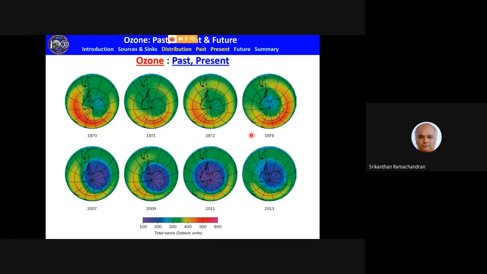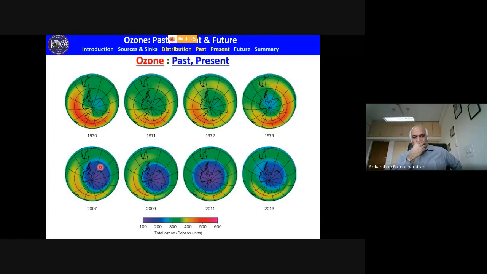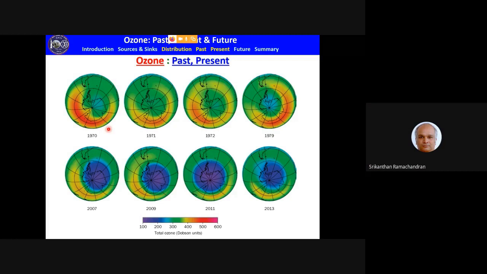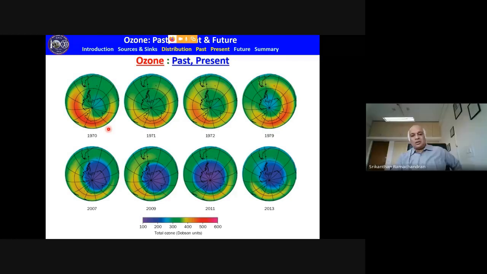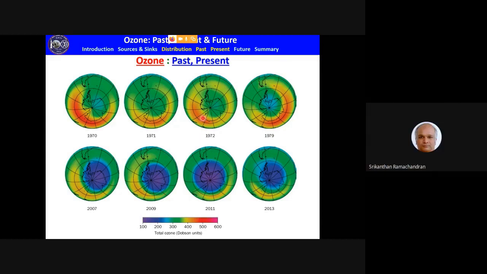So here we are looking at the ozone plotted in terms of the Dobson unit, total ozone in the column of the atmosphere during various years from 1970 up to 2030. The red indicates high values of ozone, blue indicates low values. You see that earlier, from 1970 to 1980, there was a lot of red, areas that have a large amount of ozone, on the order of about 500 to 600 Dobson units. But slowly from beyond 1980 and in recent years, you see more blues across the globe.